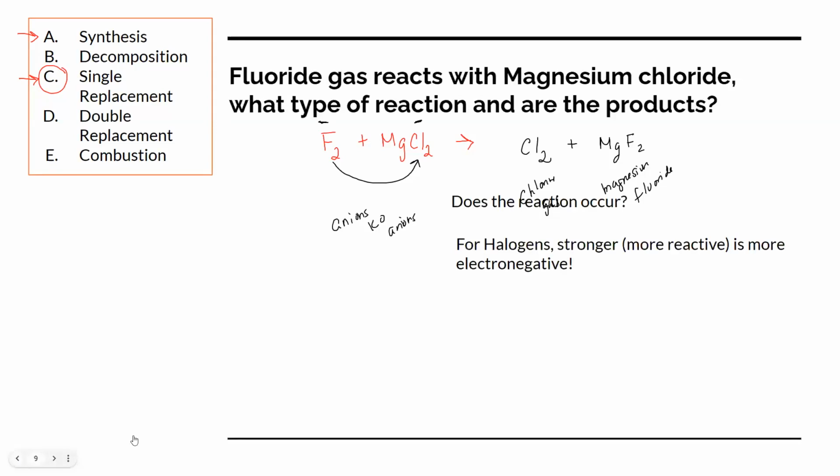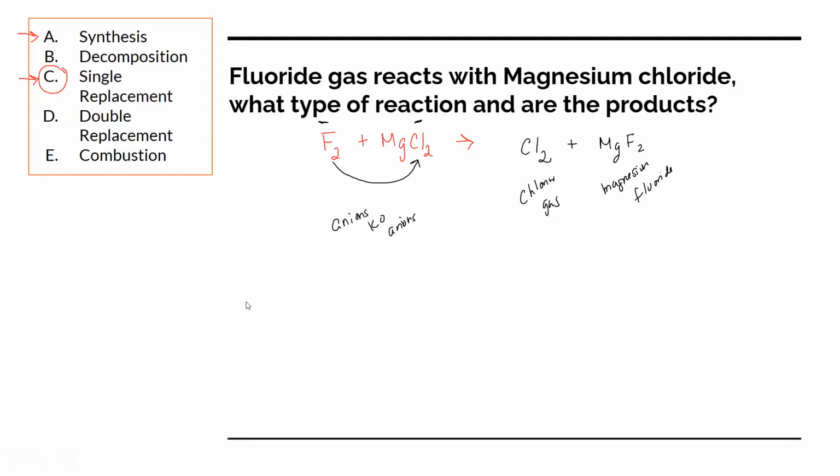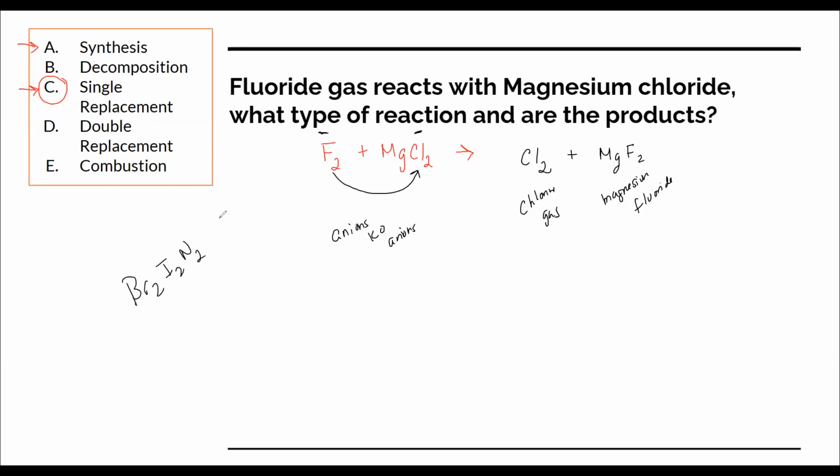I didn't write down the whole list of halogens here, so let me do that quick. Bromine, iodine, nitrogen, fluorine, hydrogen, oxygen, fluorine. The Brinkelhoffs always, when they are alone, unless they're in solution, are going to have their twin with them. That's how I knew fluorine gas and chlorine gas were going to have their 2s there.